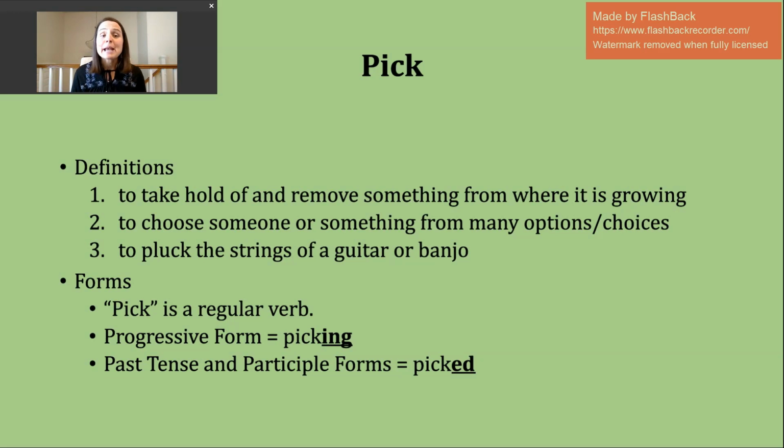You should know that pick is a regular verb. To make the progressive tense, all we need to do is add ing to form picking. The past tense and participle forms of this verb are made by adding ed. Our base verb, pick, ends in an unvoiced K sound, so our past tense ending is going to make a T sound. Picked, picked. Okay.